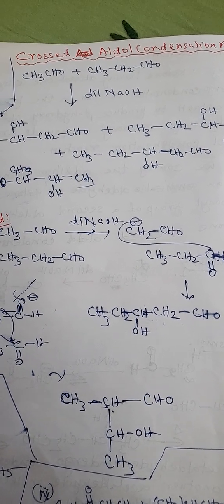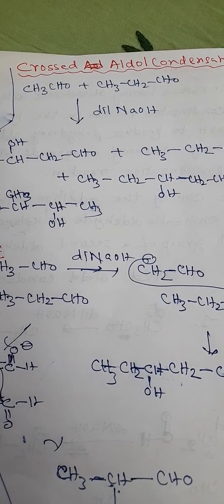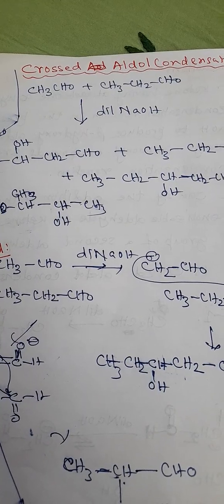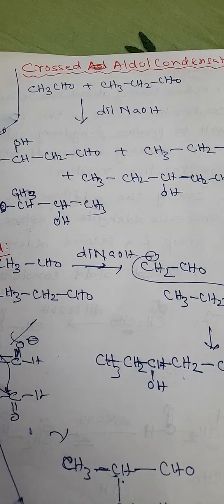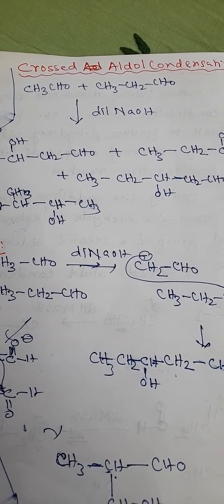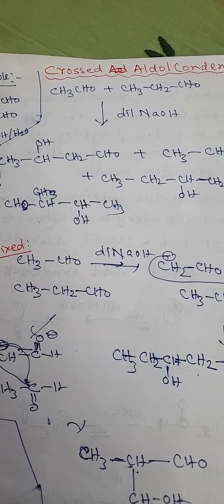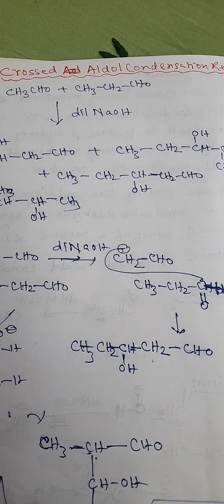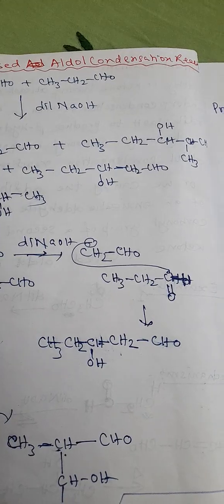So for example, if you take acetaldehyde and propanaldehyde and treat them with dilute sodium hydroxide, for this reaction you may get four different products. Why will four different products be formed here? One acetaldehyde molecule will undergo self condensation with another acetaldehyde molecule and form compound 1. Similarly, the second molecule, propanaldehyde, will undergo self condensation between itself and form compound 2.